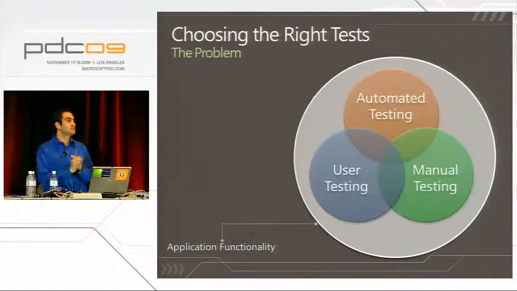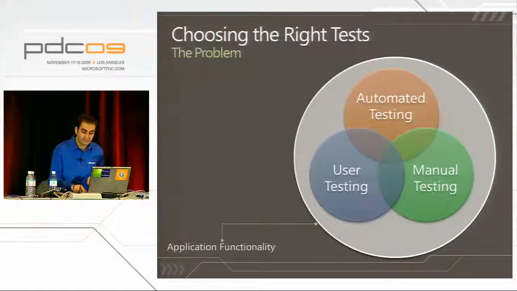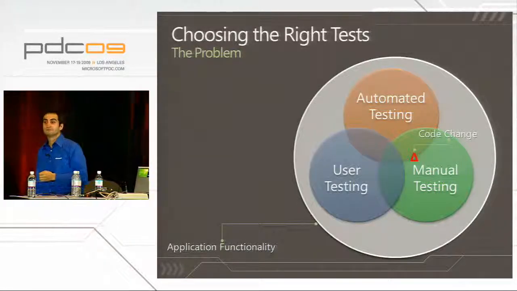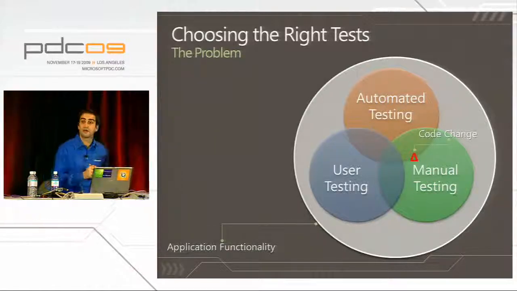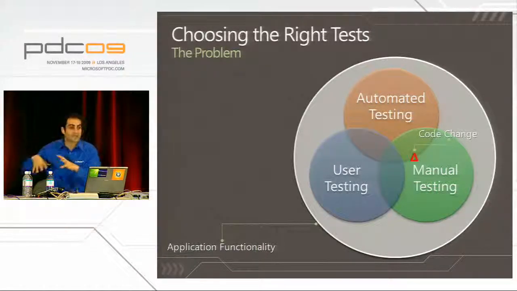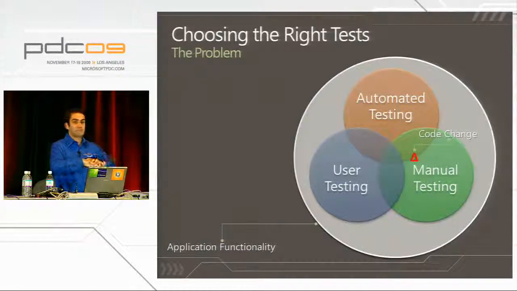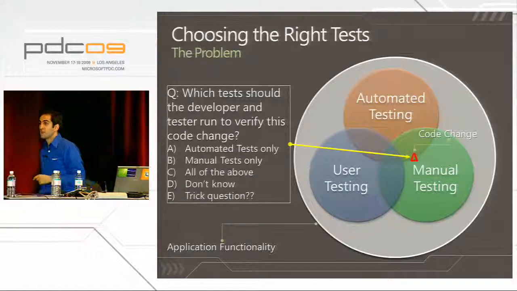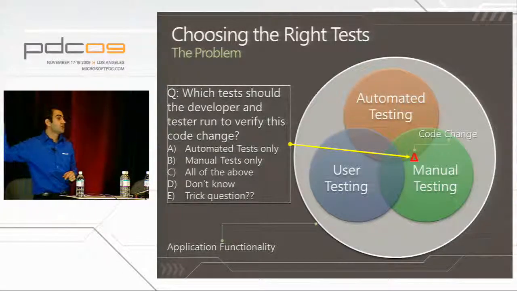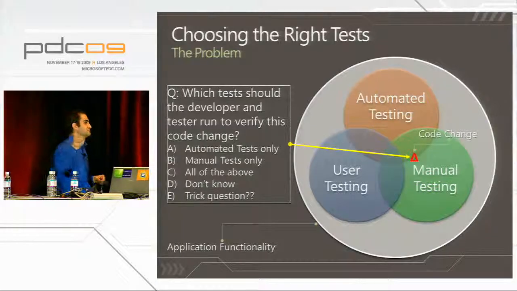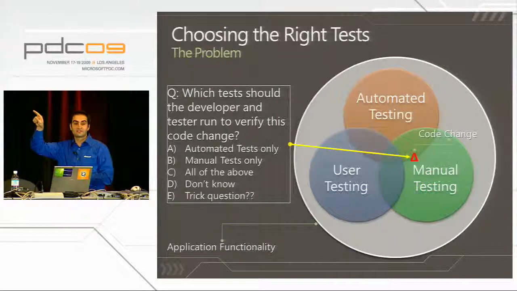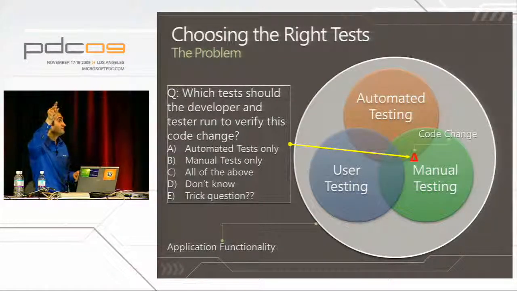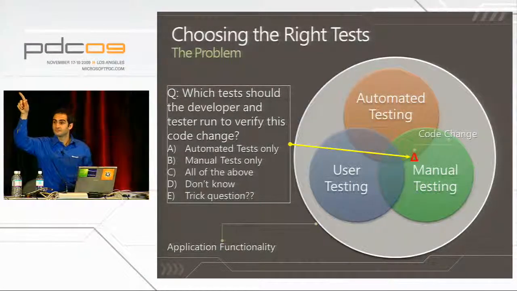So the question is, you're a developer now, and you made a code change, right? Represented by that little delta that I've highlighted in the application. You made a code change in the entire space of the application. Let me ask you this. Which of these tests should the developer and tester run? Should they only run the automated tests? Should they only run the manual tests? Should it be all of the above? Don't know. It's a trick question, right?